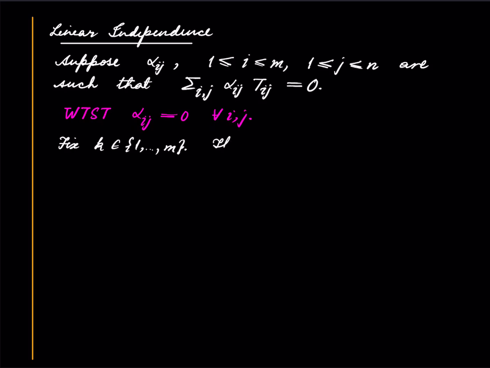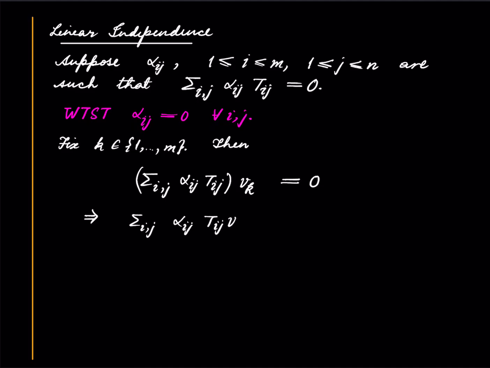Then clearly the summation over i, j of alpha_ij T_ij applied to v_k equals 0. Thus summation over i comma j of alpha_ij T_ij v_k equals 0. So again, just to highlight, this is a vector and this is scaling that vector. Okay, now let me do the summation in two parts. So j runs from 1 to n, while i runs from 1 to m. And let me put a bracket.